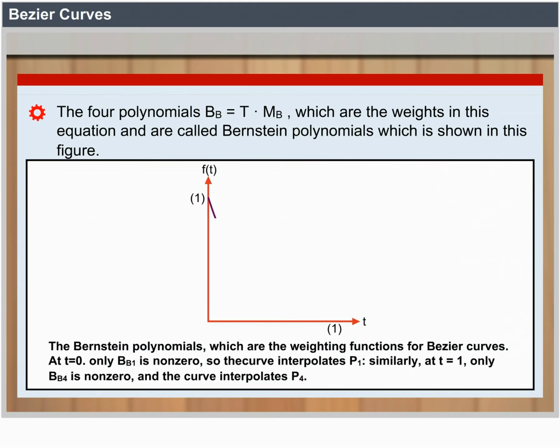The Bernstein polynomials, which are the weighting functions for Bezier curves: at t equals 0, only BB1 is non-zero, so the curve interpolates P1. Similarly, at t equals 1, only BB4 is non-zero, and the curve interpolates P4.